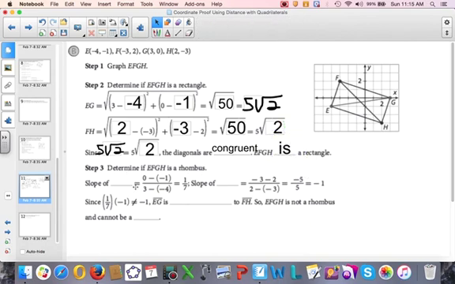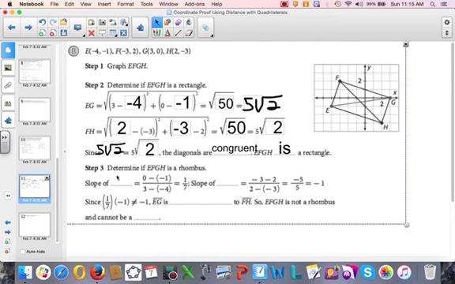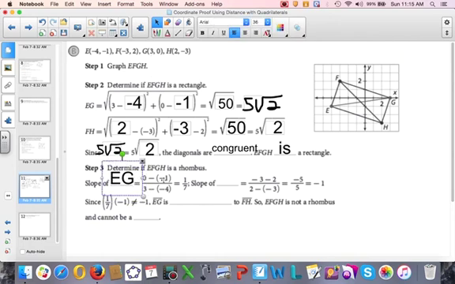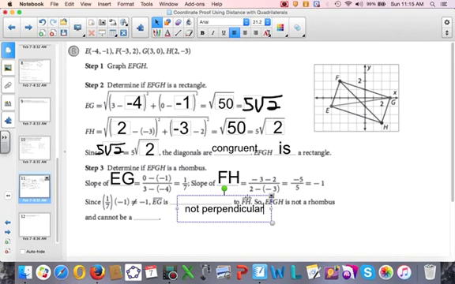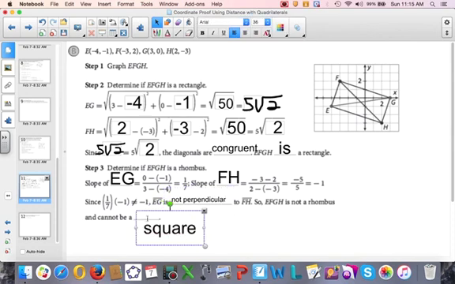In step 3, they have us determining whether this is a rhombus. So they're doing that using the slope of EG, and they've calculated it here, and then they found the slope of FH here. Notice that they are not opposite reciprocals, so EG is not perpendicular to segment FH, and that means EFGH is not a rhombus and therefore cannot be a square.